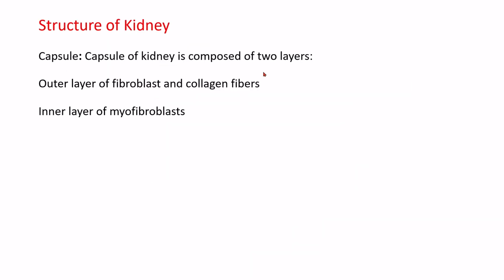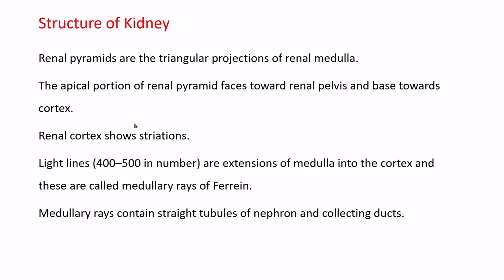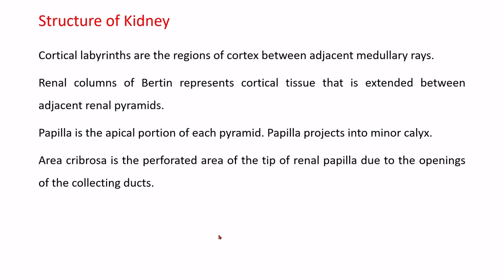The capsule of the kidney is composed of two layers: an outer layer of fibroblasts and collagen fibers, and an inner layer of myofibroblasts. Renal pyramids are the triangular projections of the renal medulla. The apical portion of the renal pyramid faces towards the renal pelvis and the base towards the cortex. The renal cortex shows striations. Light lines, 400 to 500 in number, are extensions of the medulla into the cortex, and they are called medullary rays of Ferrein. Medullary rays contain straight tubules of the nephron and collecting ducts.